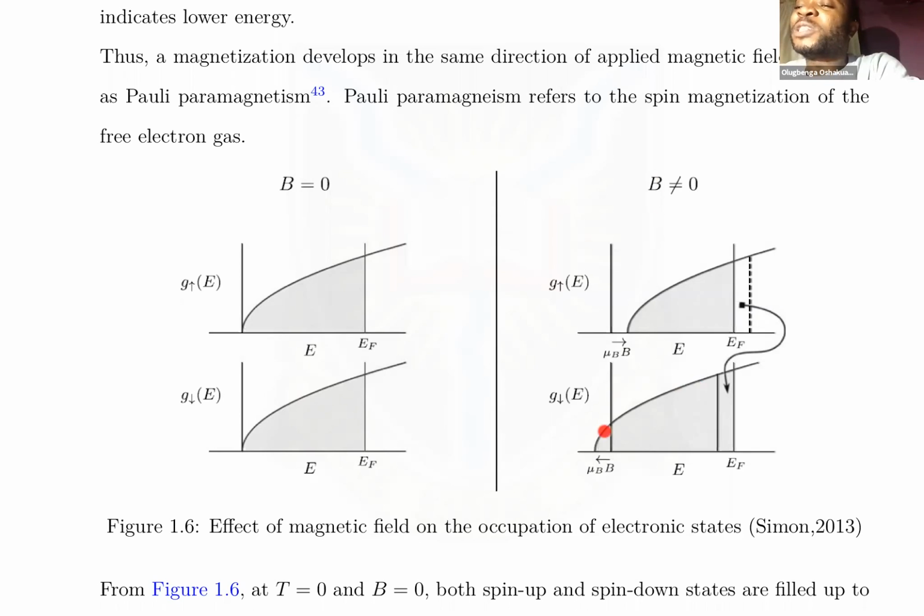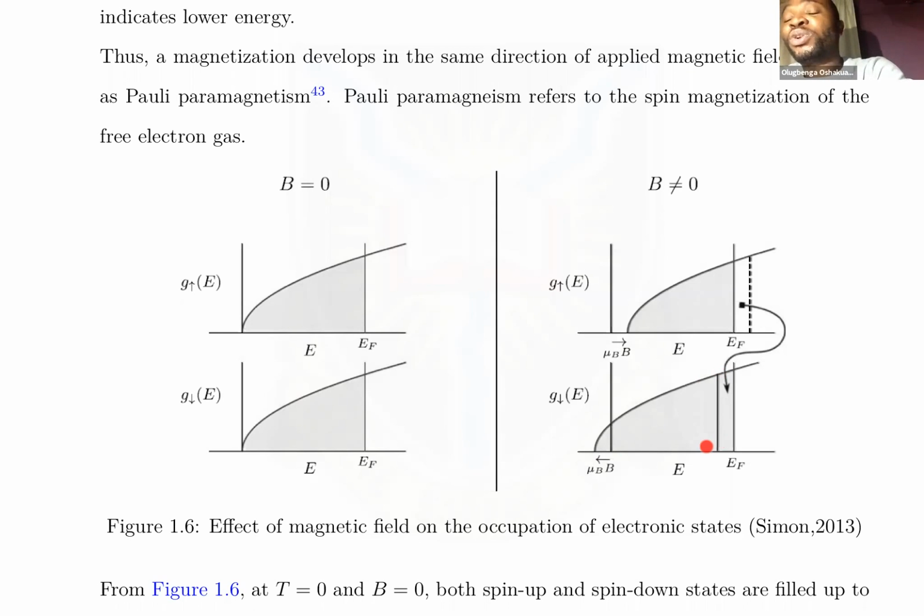the graph of the spin downs shifts to the left, not by a factor, it shifts to the left by mu B. Mu B is the Bohr magneton, while B is the magnetic field that is applied. But when it shifts to the left, the original electrons that were occupying this shape will also be the ones that will occupy this shape from here. Look at the line I'm following, especially this line.